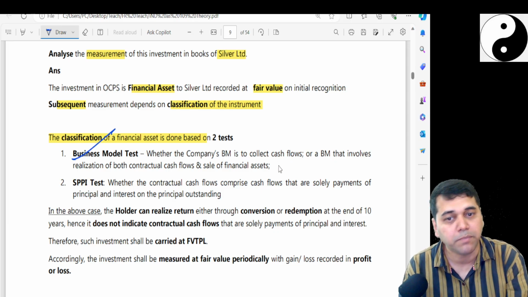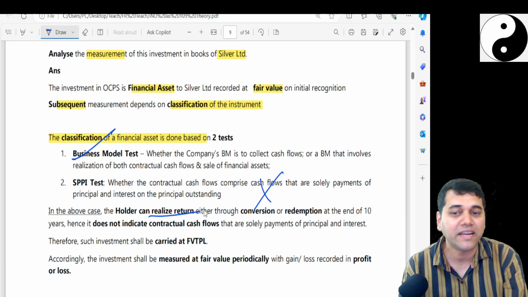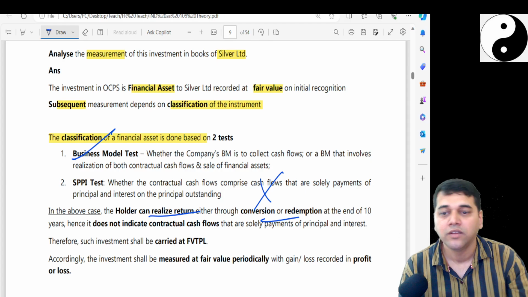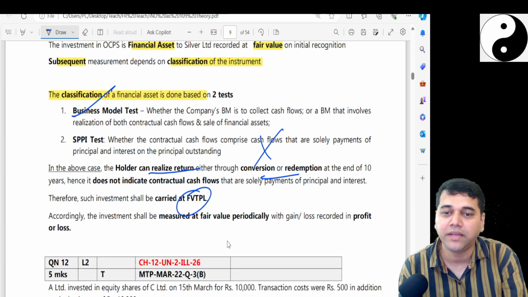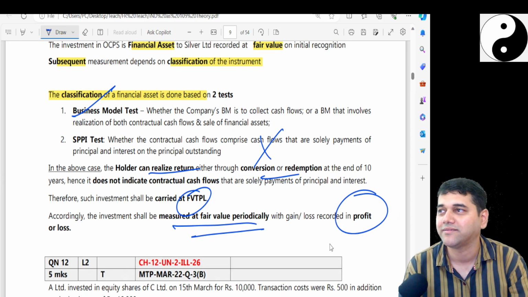Business model test passes, but the SPPI test it fails. The holder can realize the return by conversion also, no? That's why it is taken at FVTPL. So periodically you have to measure and transfer the gain or loss to P&L.